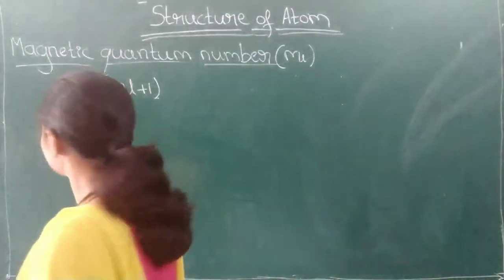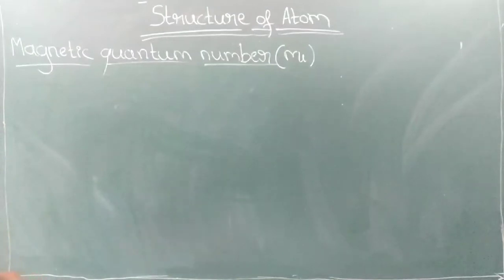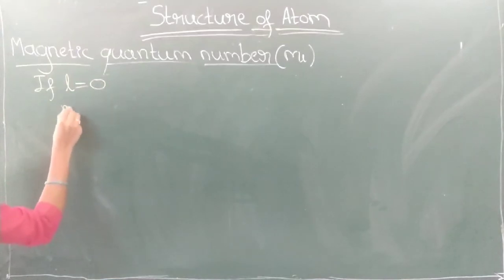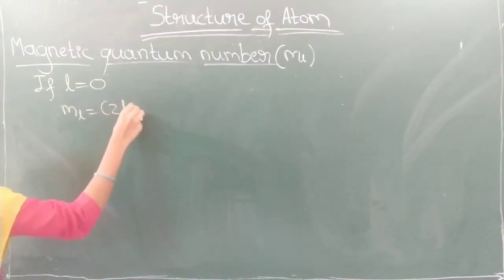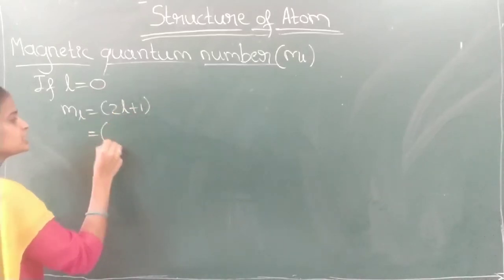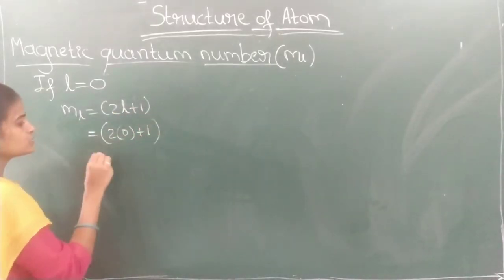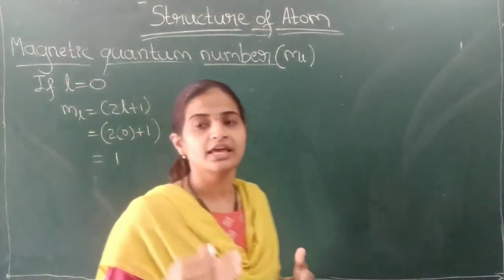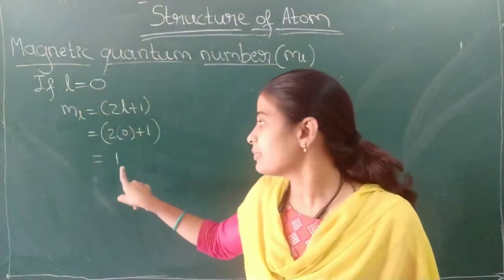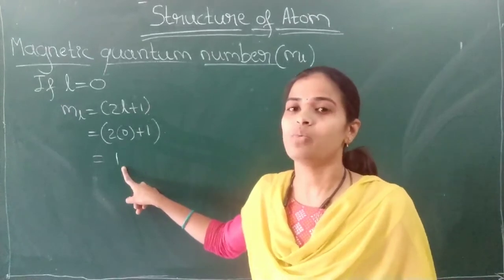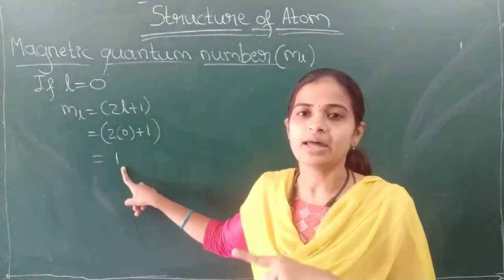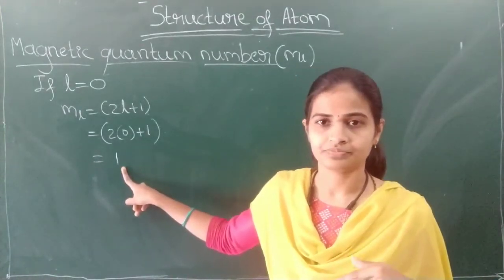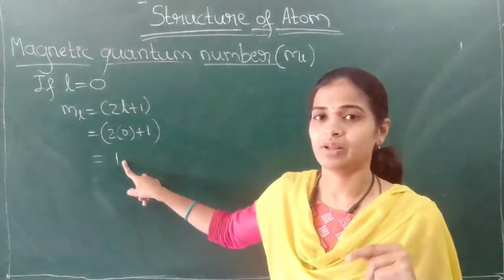Okay, let us take examples. 2L plus 1 formula. If L is equal to 0, then magnetic quantum number ML is equal to what? 2L plus 1. Therefore, if I substitute the 0 here, 2 into 0 is nothing but 0, plus 1 is 1. This number indicates how many values are there for the magnetic quantum number. This number does not indicate exactly what the value of magnetic quantum number is. This number just indicates how many values of magnetic quantum numbers are possible. Only one magnetic quantum number value is there.